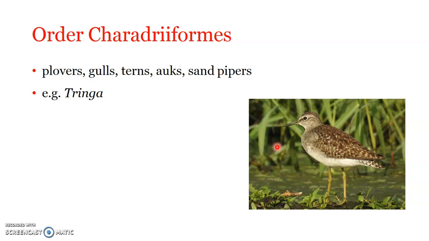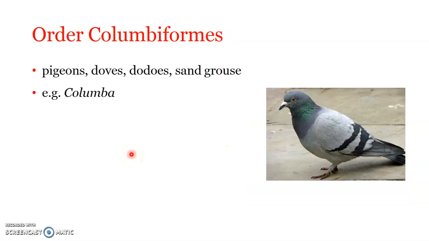It includes lapwings. You may have heard about the lapwing, red-wattled lapwing and yellow-wattled lapwing. Then the jacana. Jacana, pheasant-tailed jacana, sandpiper, gulls. This is a sandpiper. It is a Tringa species. Okay, Tringa is a sandpiper. Okay, so these are the common species under order Charadriformes.